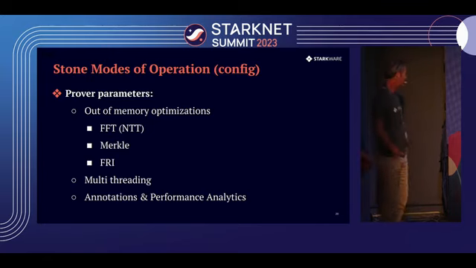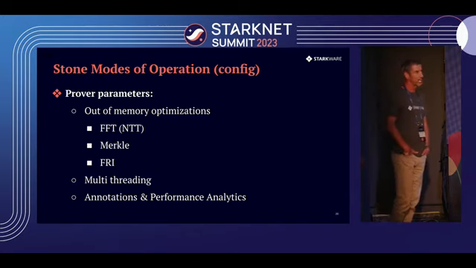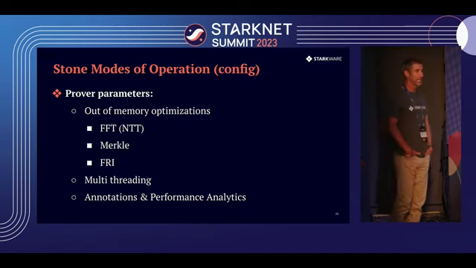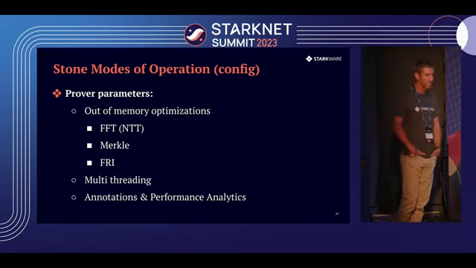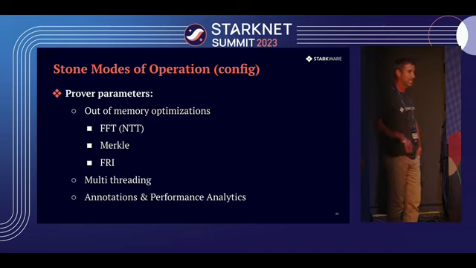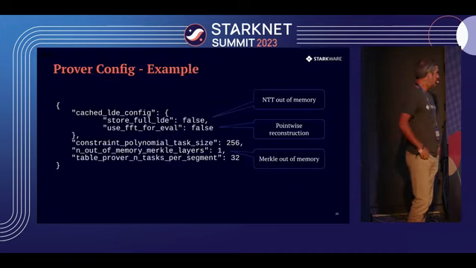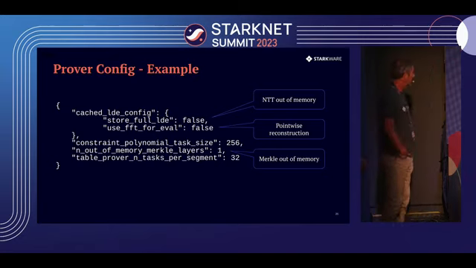And finally, we have the ability to control annotations, as demonstrated by Leo, as well as have some performance analytics. If you're interested in the runtime of the various stages of the prover, there is a command line flag that allows you to do that, and accordingly, you can do some analytics that show you exactly each section and the runtime corresponding to that. Similarly, this is controlled by a JSON file.